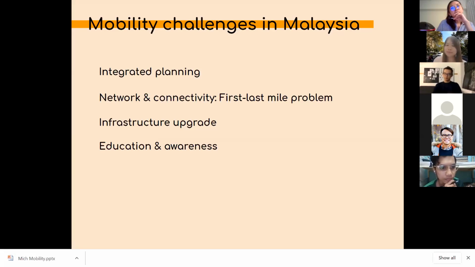And also network and connectivity. This is one of the pressing issues, because it is also causing the first and last mile problem, which means that although there's a public transport station near your house, you couldn't walk from your house.